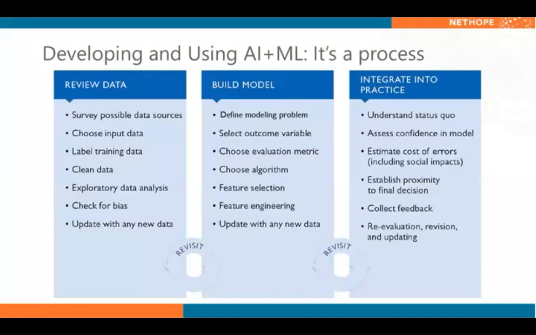The second panel really is on building the model. And so sometimes that can be a pretty straightforward thing, but most times it's not what Cyril just showed. It's a much more involved process. And so this is where you can ensure that your modeling problem is well defined and that you're actually aligning with what you're setting out to do.